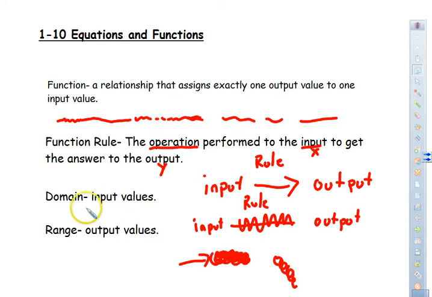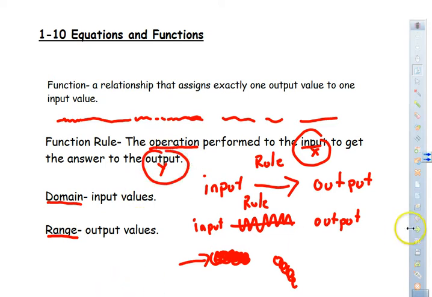There are two things that you need to know. One is the domain and one is the range. Domain are my input values. That is what stands for x. My range are my output values. That is what's represented by the y.